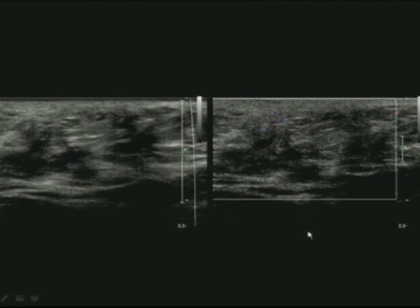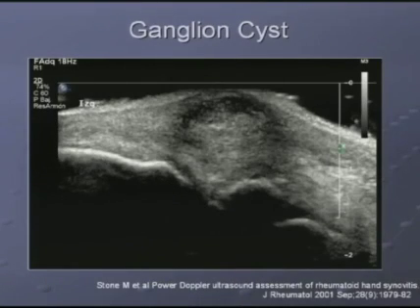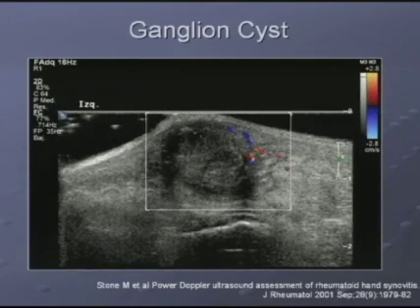This is the difference between the hemangioma and the lymphatic non-vascularized lesions. This is the image of a ganglion cyst, non-vascularized again.